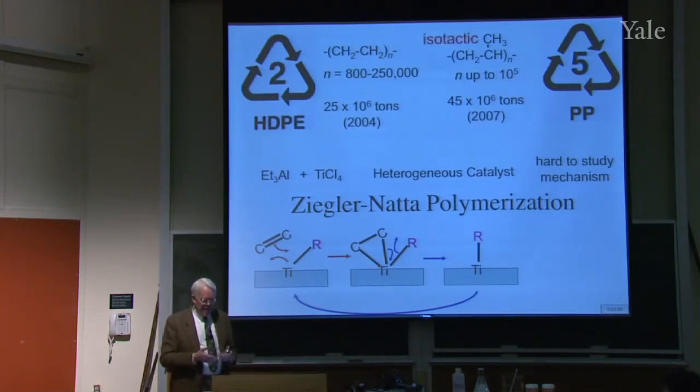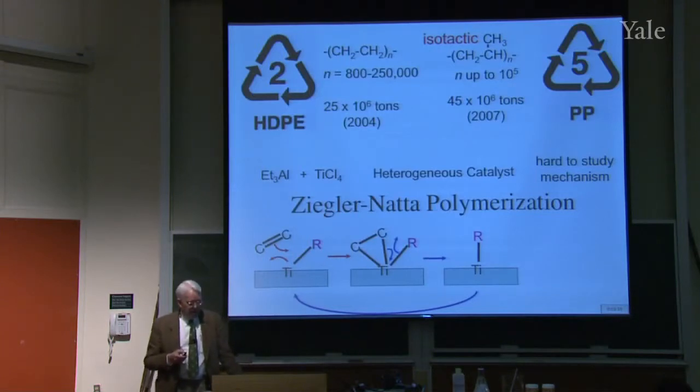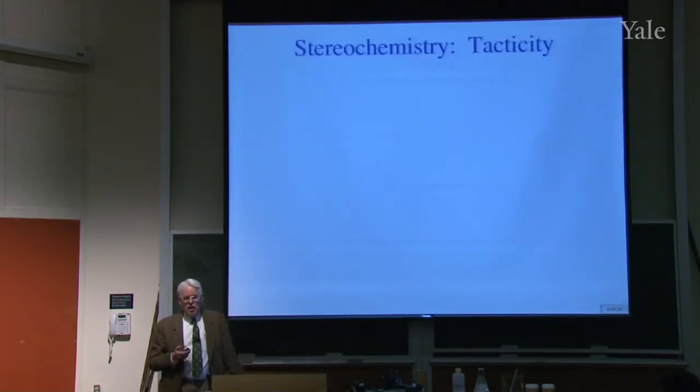Now, one thing that we'll see later is that free radicals also can polymerize alkenes. But a difference here is that what you get from Ziegler-Natta polymerization is isotactic. So I should tell you what tacticity is.